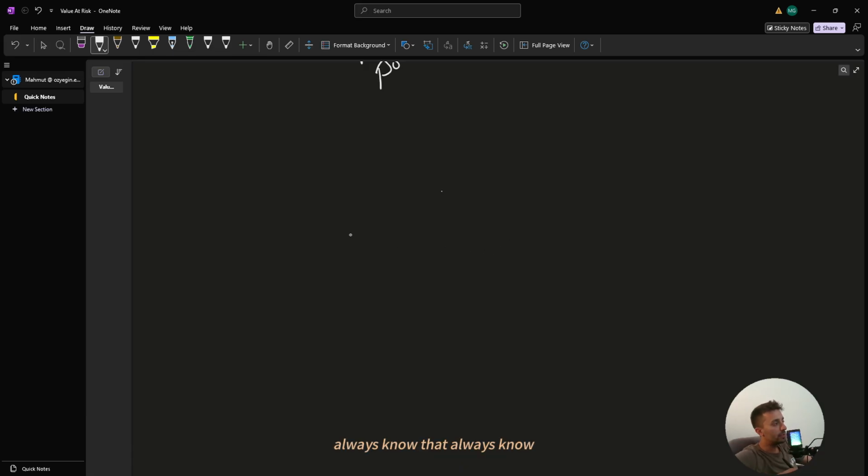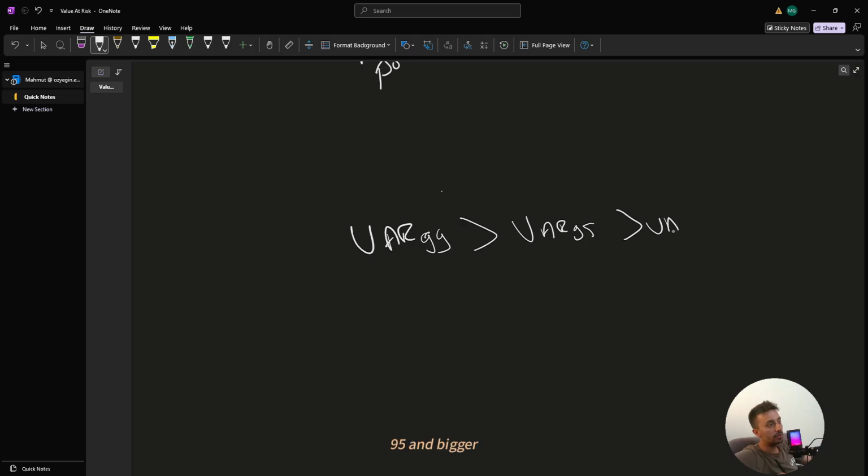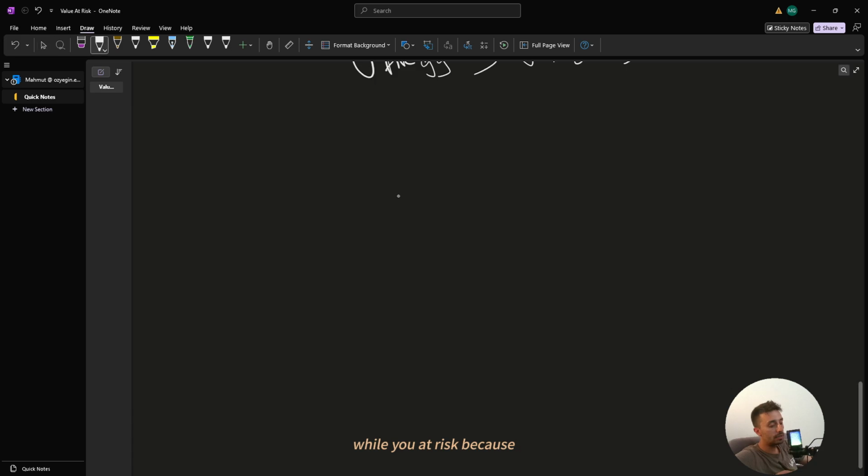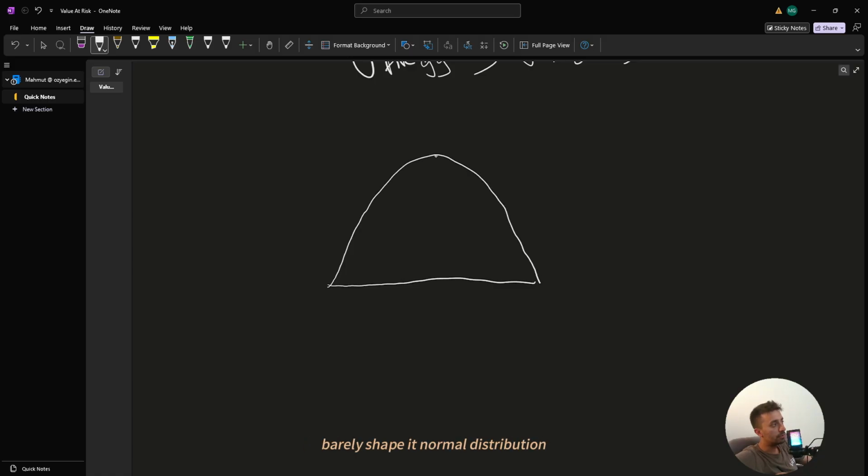Always know that value at risk 99 is bigger than value at risk 95 and bigger than value at risk 90. Okay, guys, always know it. If you focus on the tail, more tail, deep tail, you'll have bigger value at risk, because we have a belly shaped normal distribution. Okay, belly shaped normal distribution.